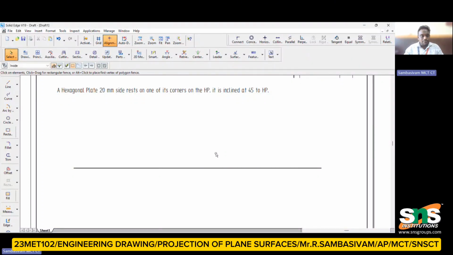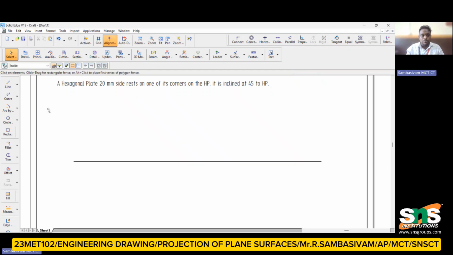The hexagonal plate of 20 mm side rests on one of its corners on HP, and the corner is inclined at 45 degrees to HP. How has it to be drawn? The basic thing is that the surface rests on one of its corners on HP, so the corner can be drawn like this. We can draw these surfaces easily using this software, with predefined structures.